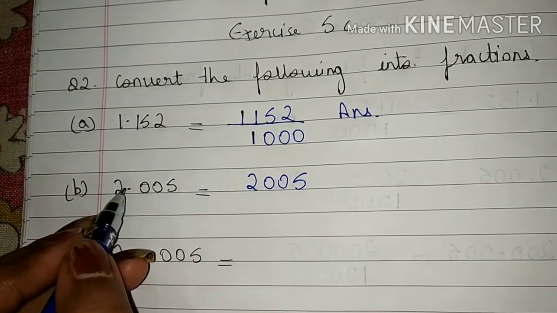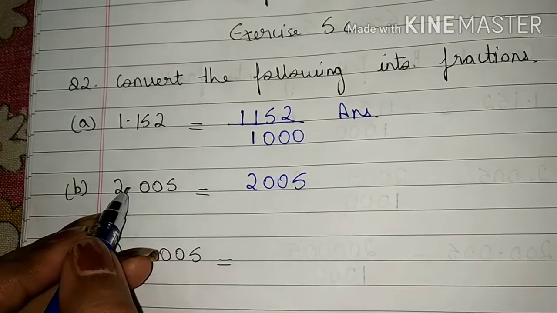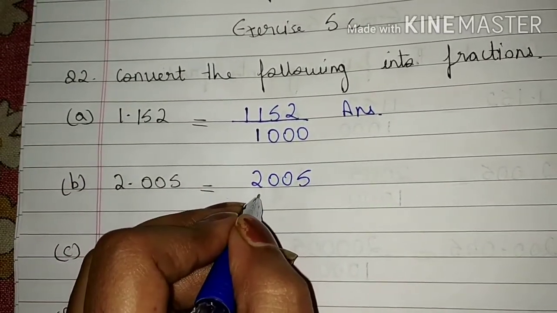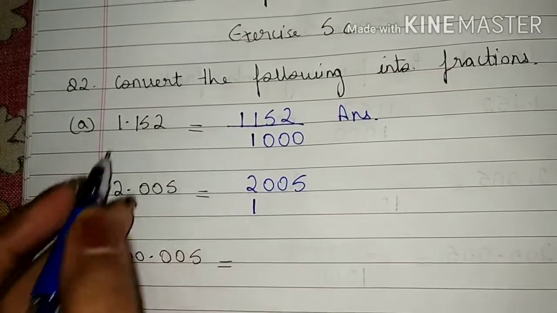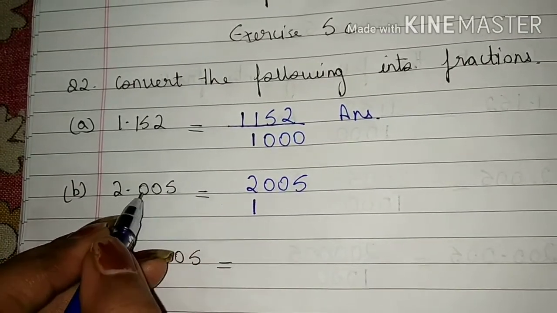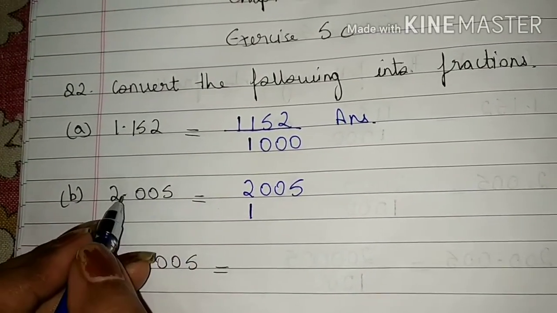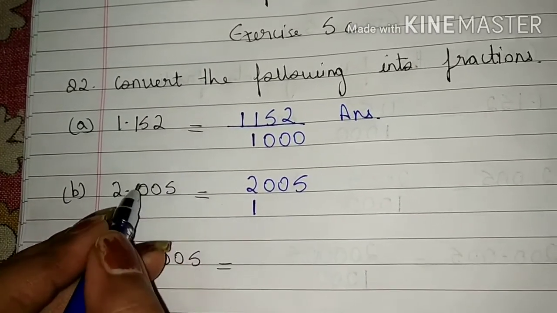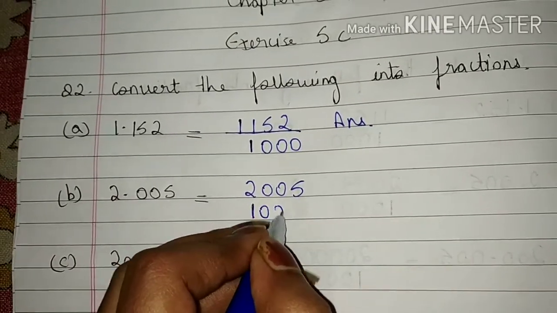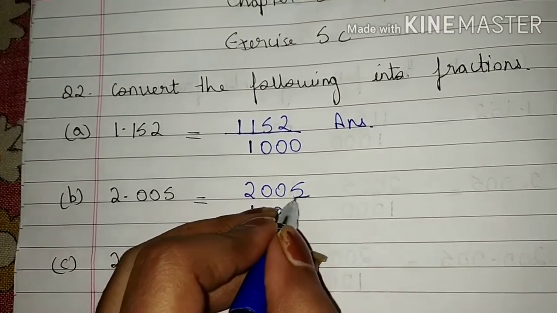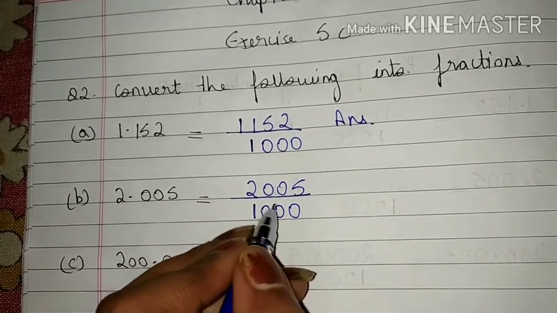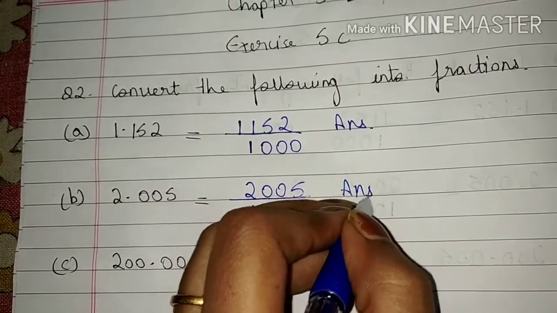Now come to the question. Students, you can see here is a decimal point. So for decimal point, we will write 1 in the denominator. Now students, you can see after a decimal point, 3 numbers are given to you. 1, 2, 3. So we will write 3 times 0 in the denominator. Now students, 2005 by 1000. This is your answer.